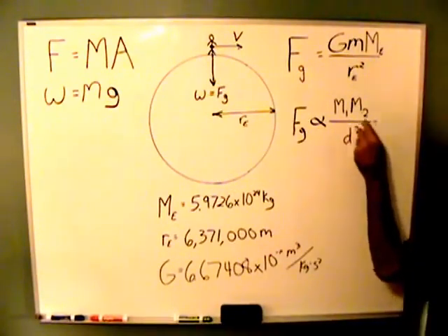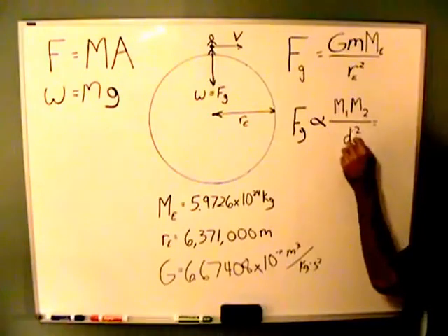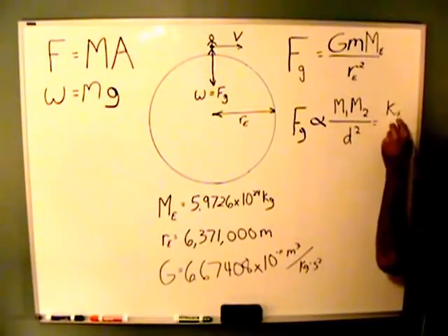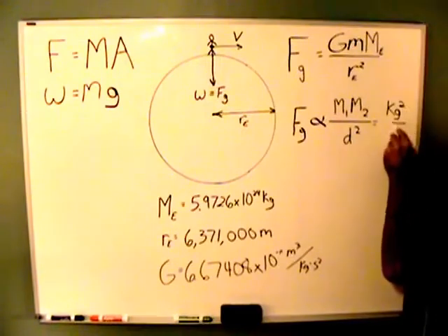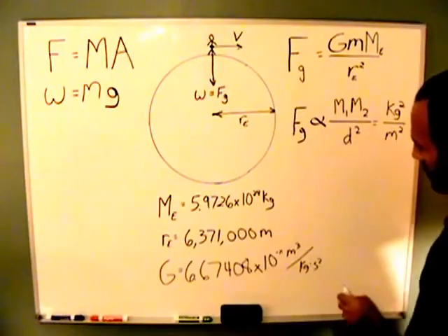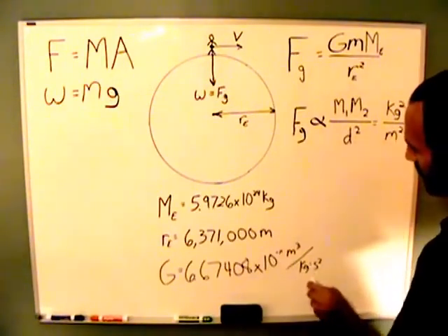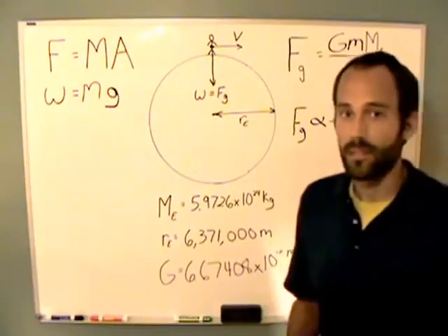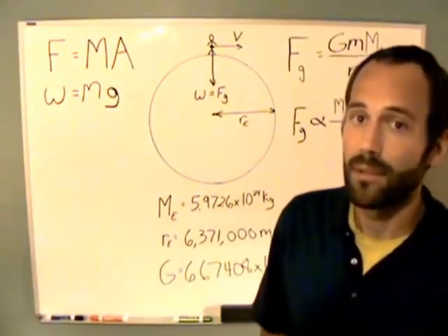Because if you combine the units in this proportion right here, assuming the masses are measured in kilograms, you would get kilograms squared over meters squared. And if you multiply that times this factor down here, you will end up with kilograms times meters per second squared, which is equal to a newton, or a unit of force.